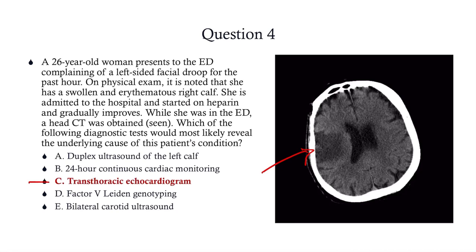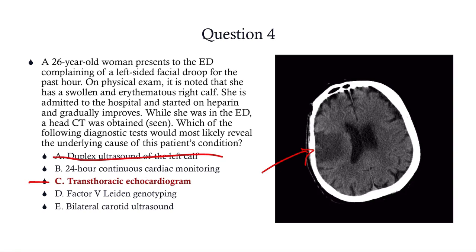So why is A wrong? Duplex ultrasound of the left calf. That's not going to tell you anything. We know she had a DVT and it was on the right side. By looking at the left side, it's not going to tell us anything. So that's out.